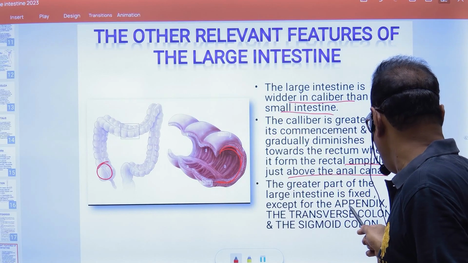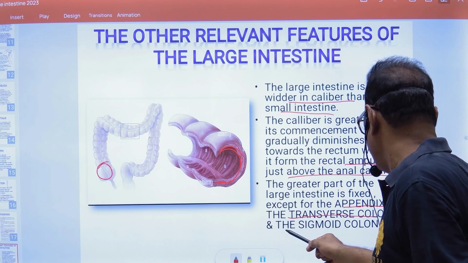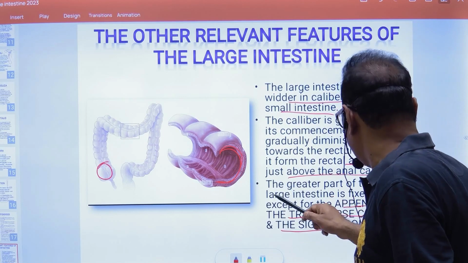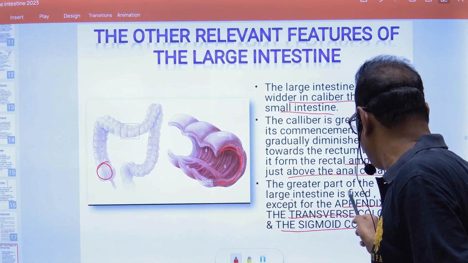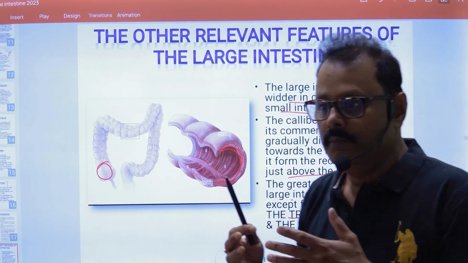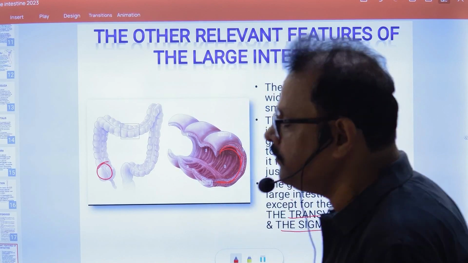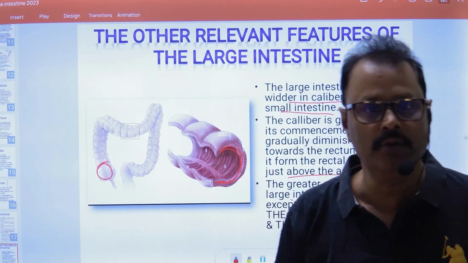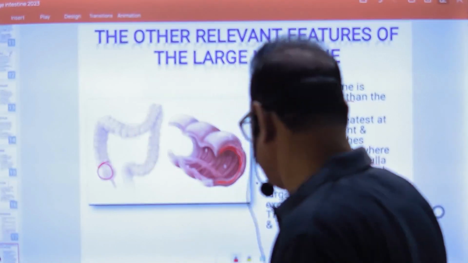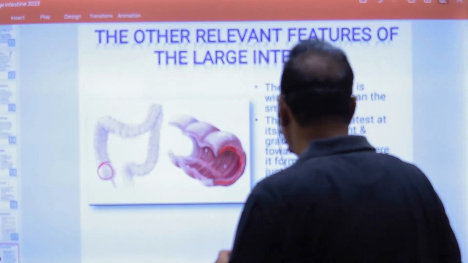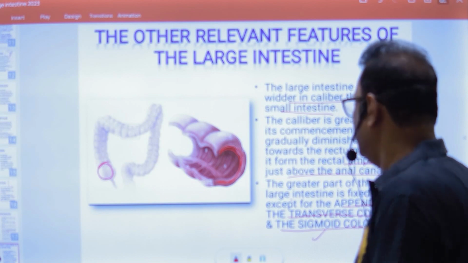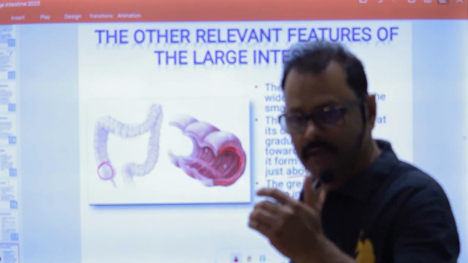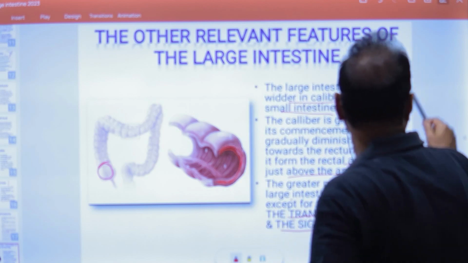The greater part of the large intestine is fixed because it is not a peritoneal structure. But the appendix, the transverse colon, and the sigmoid colon are intraperitoneal structures, so they are mobile. A mobile structure has to be in the peritoneum.